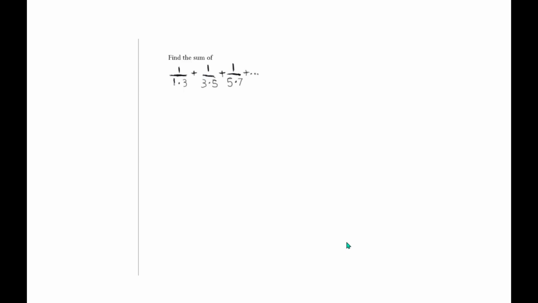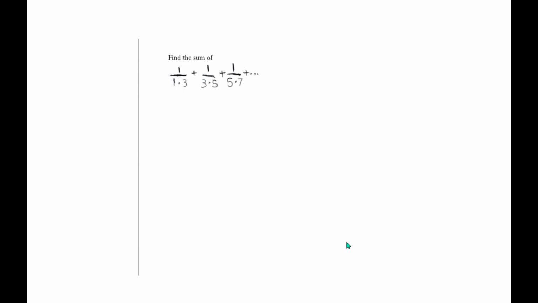So the specific question is to find the sum of 1 over 1 multiplied by 3 plus 1 over 3 multiplied by 5 plus 1 over 5 multiplied by 7 plus and so on and so on. The ellipsis is telling us this pattern continues. So I just dropped a hint. What we're going to do is be finding a pattern.